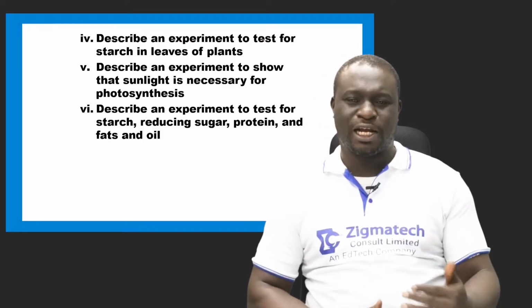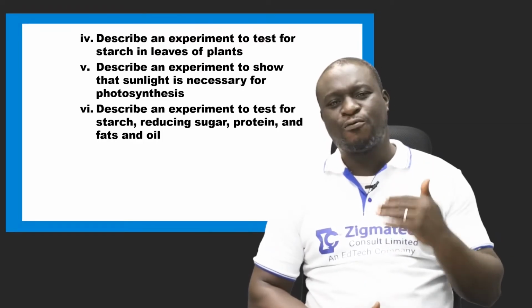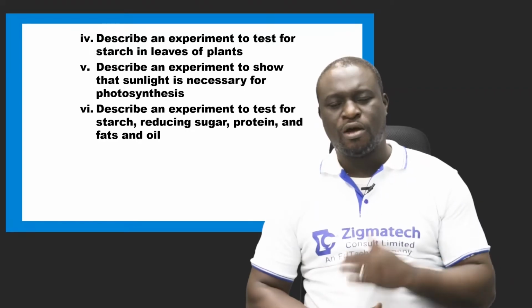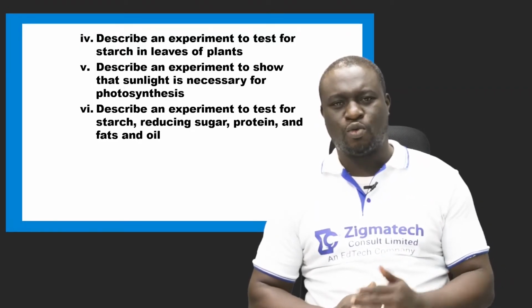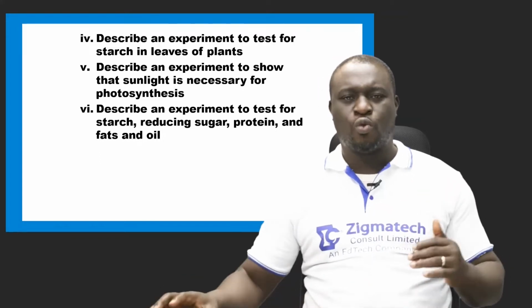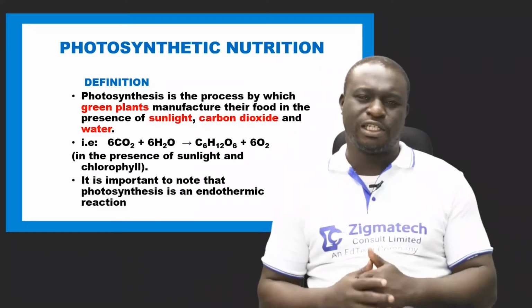Now, the second type of autotrophic nutrition, like we said before, is photosynthetic nutrition. And that is what we're going to be discussing today. We're going to be looking at what is photosynthesis.